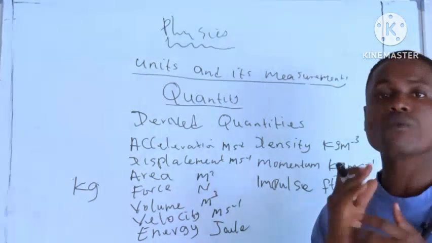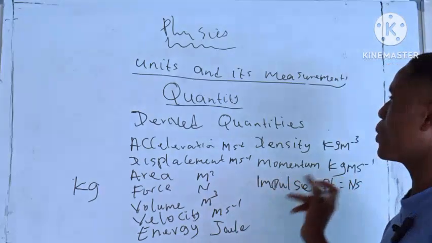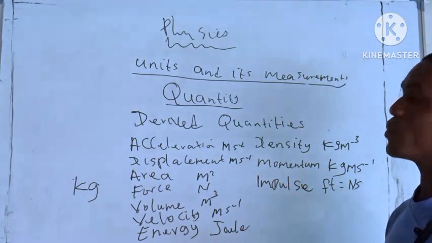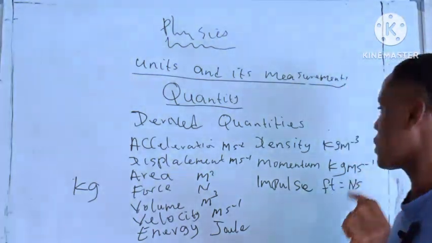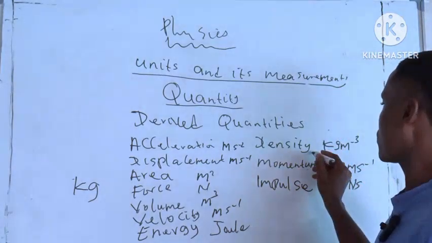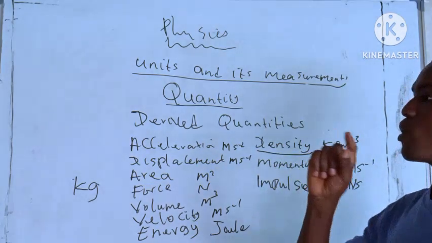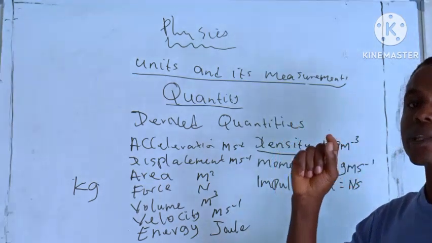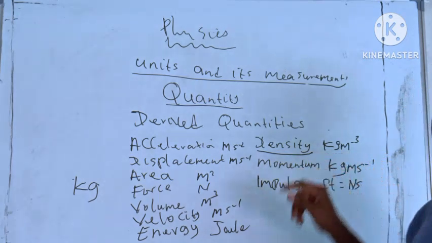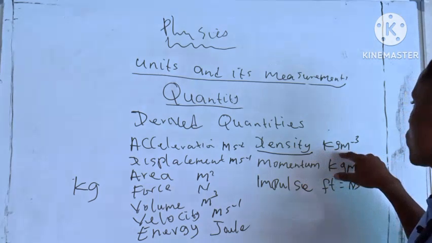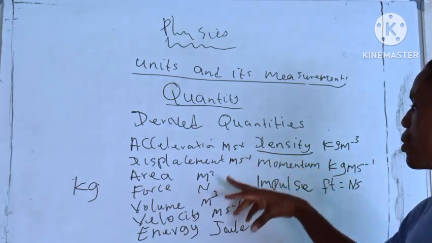So please take note of all these quantities, okay? They are very important because we see questions under this quantity and units. So this is how you will see the question. They just pick density, and ask which of the following is the correct unit of density. So you can see that the correct unit of density is kilogram per meter cube. So please take note of all these units.